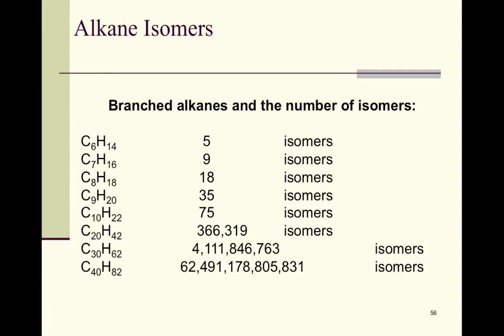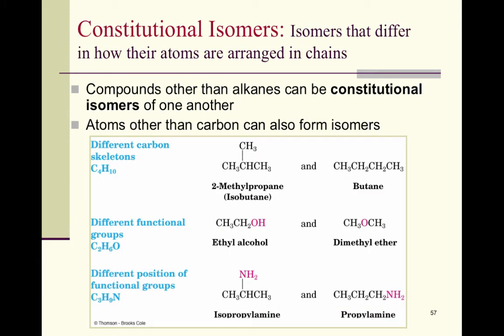This is just for you to get an idea of the vast amount of organic compounds that are out there. And these are the simplest ones. Constitutional isomers. These are isomers that differ in how their atoms are arranged in chains. So that's really what we've been looking at already with the alkanes. We've been looking at constitutional isomers. So this is expanding the definition of an isomer a little bit more.